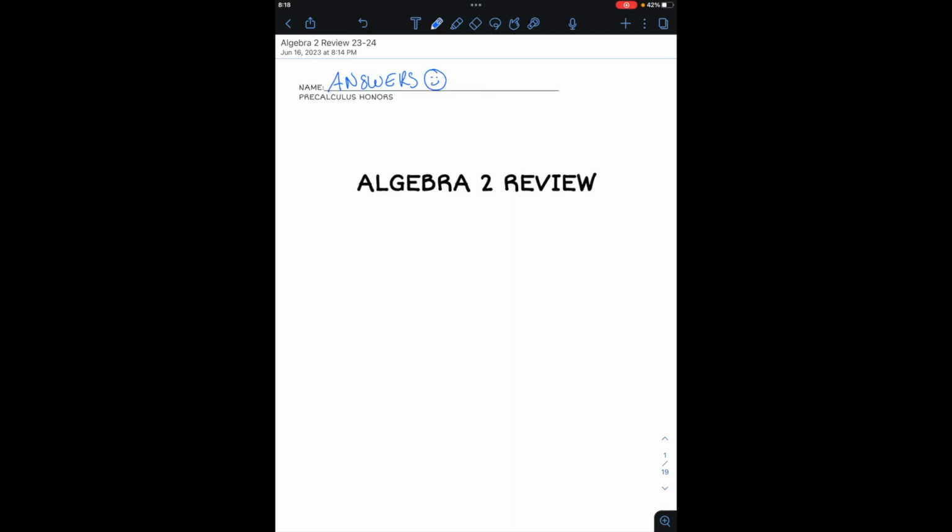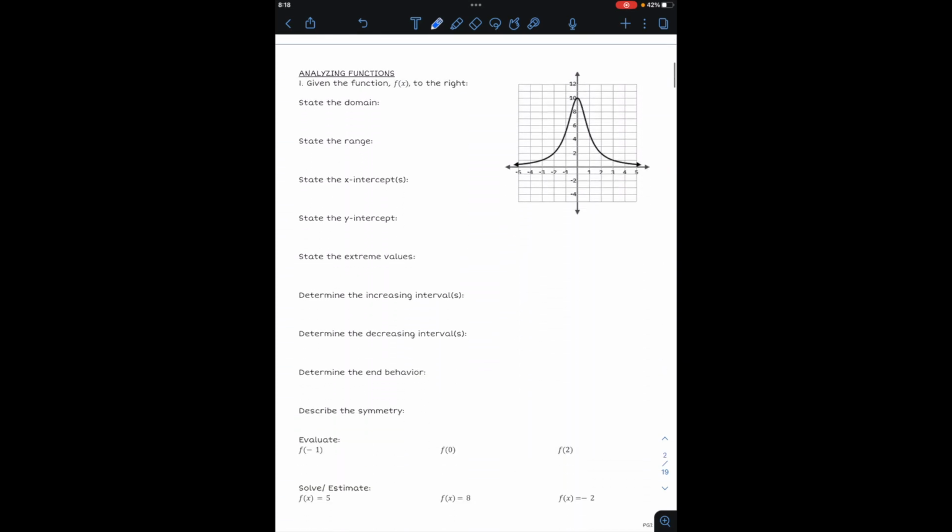Okay, here we're going to look at the 0.2 Algebra 2 review packet. Credit goes to Miss Gelly for creating this packet. I'm using it because I think it's a great packet. It has some awesome review in it, but shout out to her for making the packet.